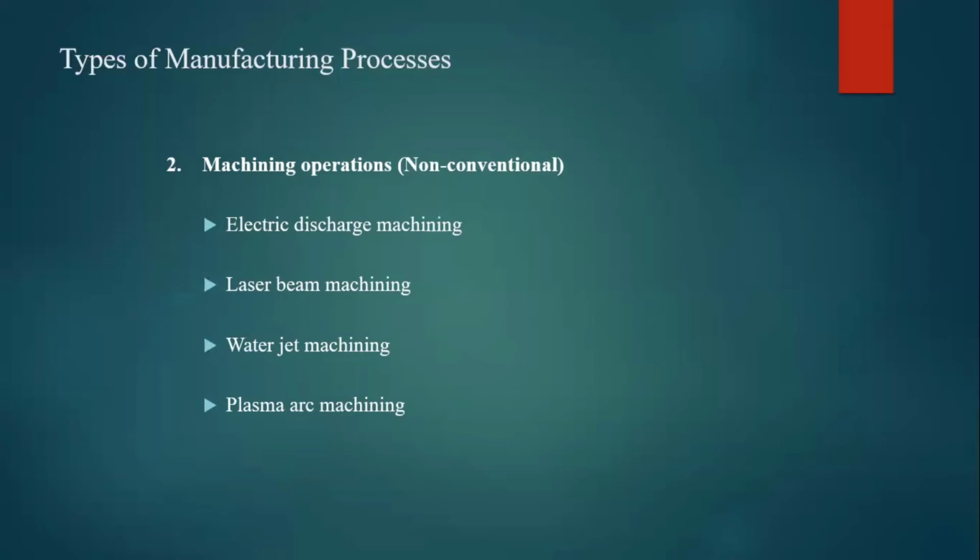And in the category of non-conventional machining operations, we have electric discharge machining. And in this case, we also have two types. One is the wire cut, and the second is the die sinking machine. Then we have the laser beam machining operations, water jet machining, plasma arc machining, and many more. The ultrasonic machining, electrochemical machining, electron beam machining, chemical machining, and we will discuss these operations one by one in the next videos.